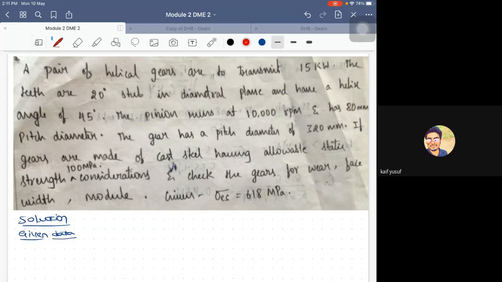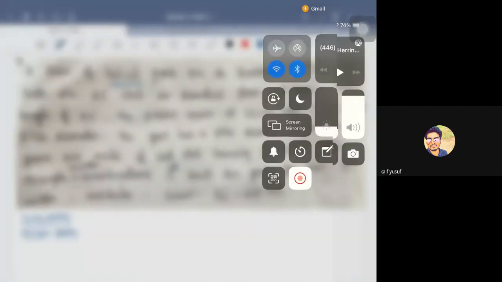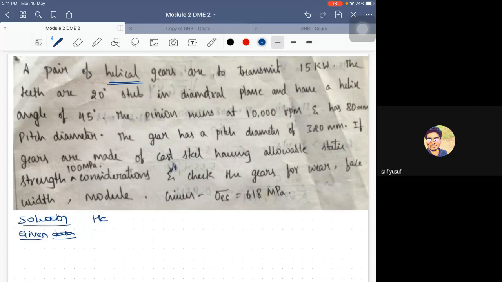Fine. So let us write down the given data for this particular problem. The pair of helical gears. First, identify which type of gear is given. I was talking about this in the last problems also. According to the given data, it is a helical gear. Very good. The power transmitted is 15 kilowatts. I will just write that, 15 kilowatts.